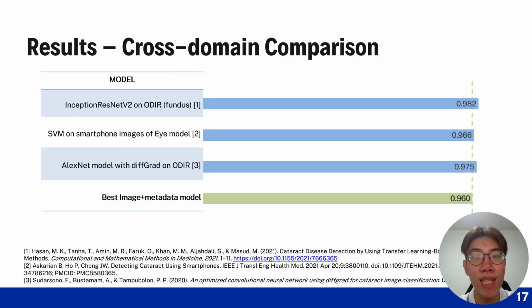This best image plus metadata model compares favorably with other studies as its mean accuracy is only 0.02 lower than the top performer, the Inception ResNet V2 model by Hassan et al. This small gap can be explained by the relatively lower quality of SLIM images and the smaller original dataset size. So overall, the proposed image plus metadata model performs satisfactorily.